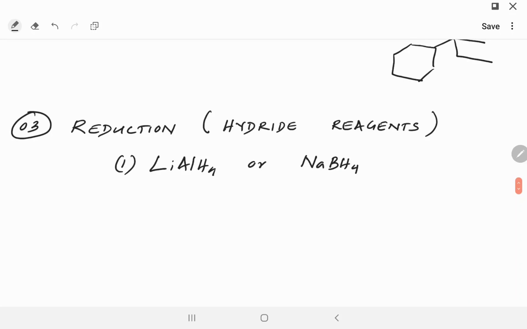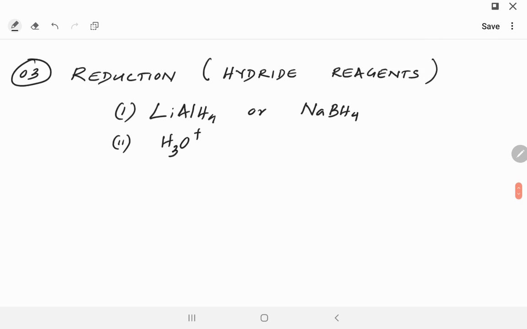Okay, and then of course it will be followed by some acid. So there will be a protonation to generate the alcohol. So these are the two reagents that you need for the reduction: lithium aluminium hydride or sodium borohydride, followed by H3O plus.